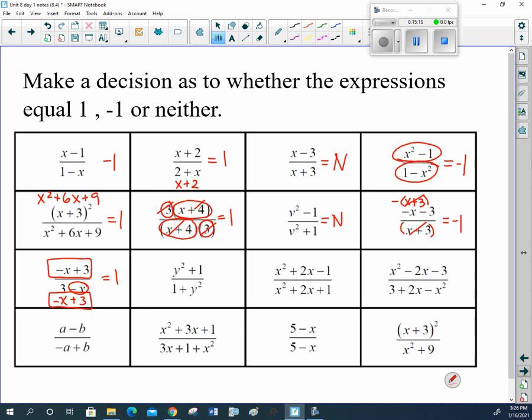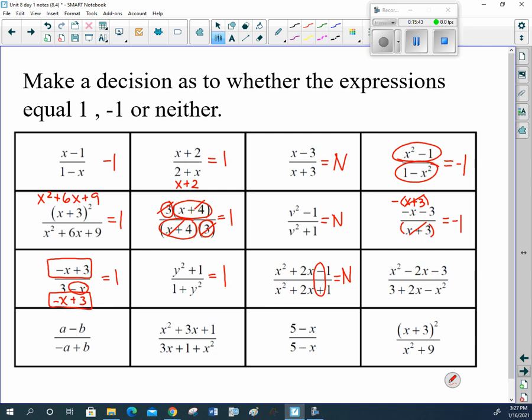Okay, next one, y squared plus 1 divided by 1 plus y squared. Once again, those are identical in sign, so that's 1. The third one over, we've got positive signs, but then look, these two are opposite. So we've got that partial again, where everything's the same and then something's different. So that's a neither.